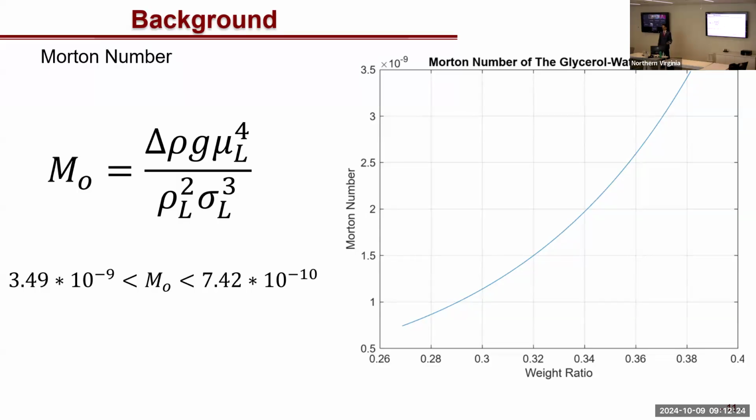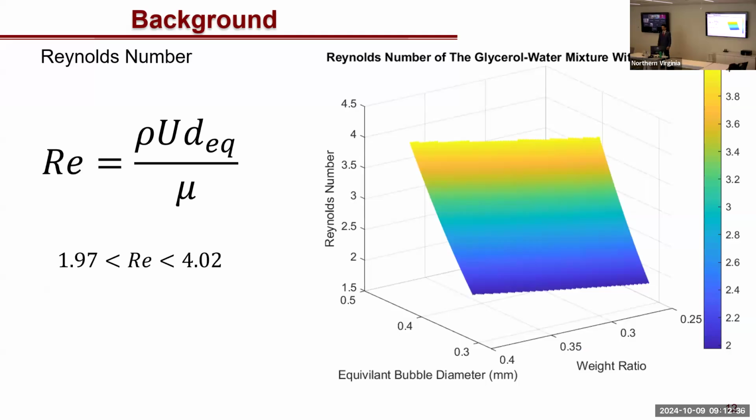It's the weight of glycerol divided by the weight of water within the mixture. Okay. So you can express this by percent as well, by multiplying by 100. So we then graphed the acceptable range of the Reynolds number.